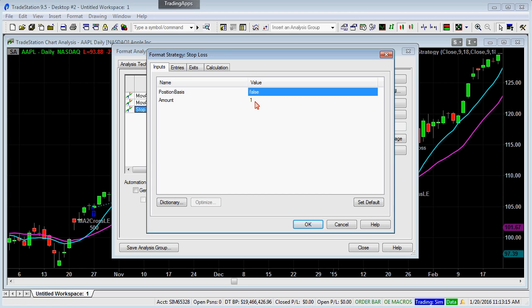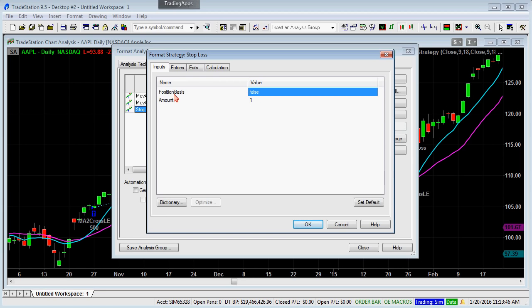which could be an appropriate amount for Apple. Maybe it's not. How can you tell if 1 point is appropriate for Apple or not? You may be comfortable with doing 1 point. If you think about the number of shares that you're trading, we're trading 500 shares. So 1 point per share would represent a $500 stop. Is that something that seems in line with what you want the strategy to do?